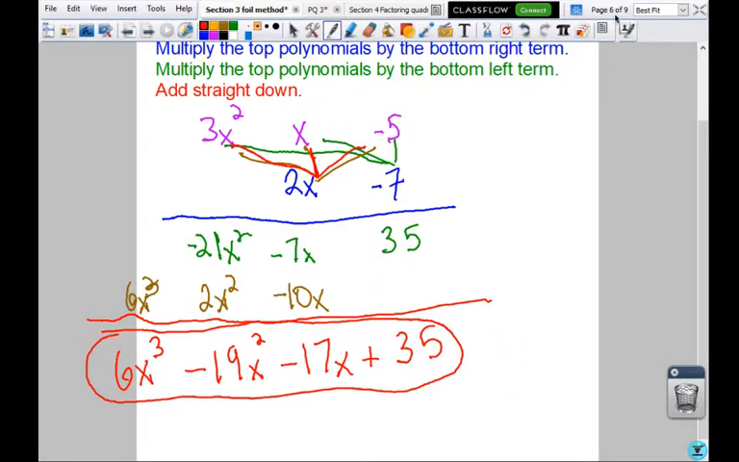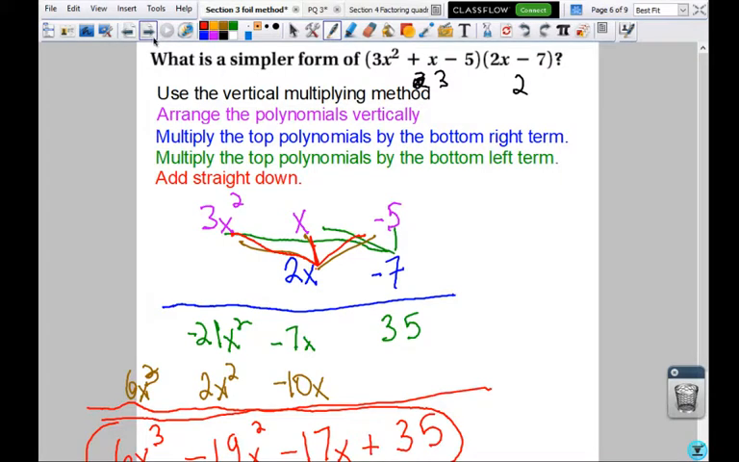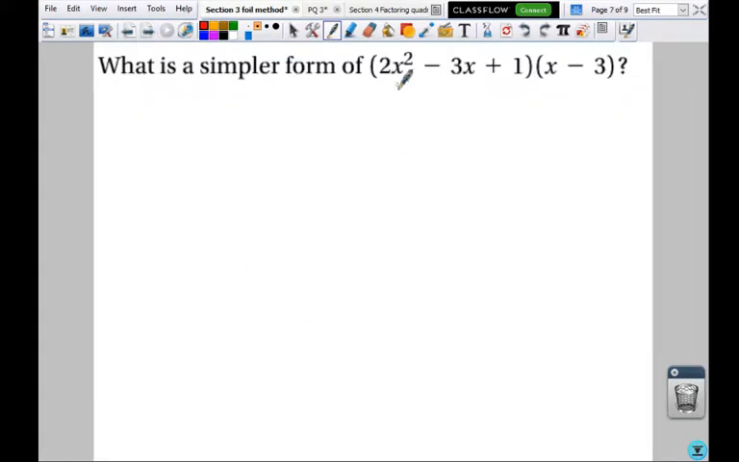And this is all we're doing today. We're gonna practice this a little bit. It's not super tough, but we've never done it before. So actually, was anybody still getting this down? You got this down, Tyler? Yep. Okay. So we're gonna multiply 2x squared minus 3x plus 1 by x minus 3.